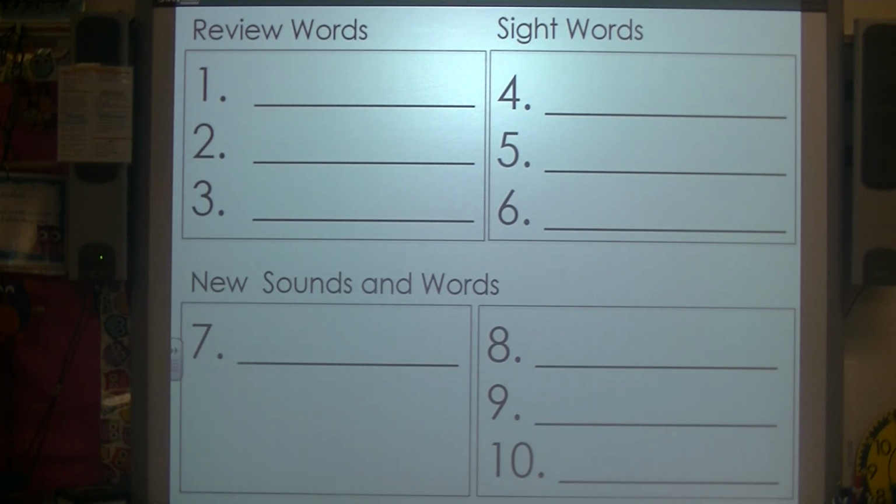All right, let's play bingo first. Look at your bingo card.